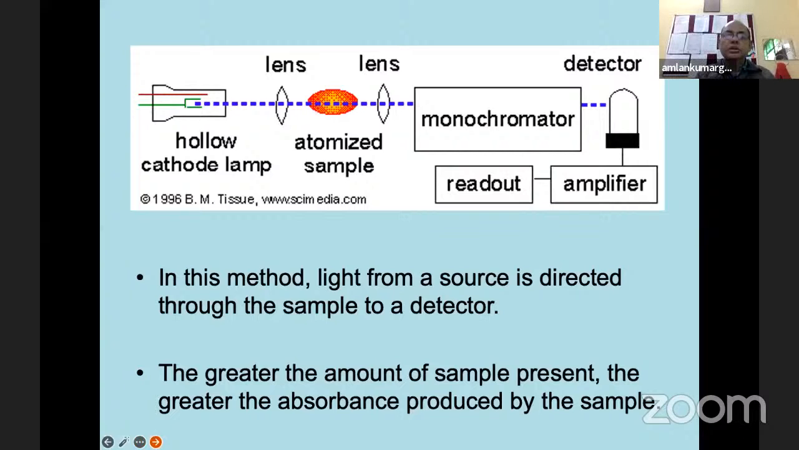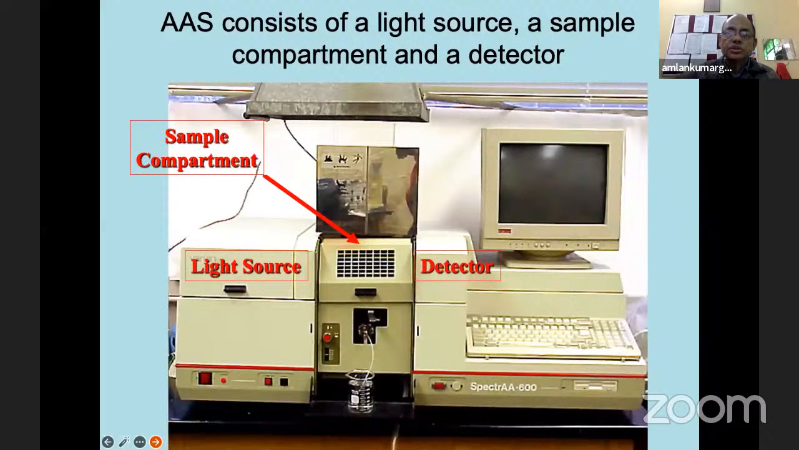So in this, light from the source is directed through the sample to a detector. The greater the amount of sample present, the greater is the absorption produced by the sample. So this is an old instrument. Here you will see the place where the light source comes from. This is the sample compartment. This is the detector. This is the readout device.